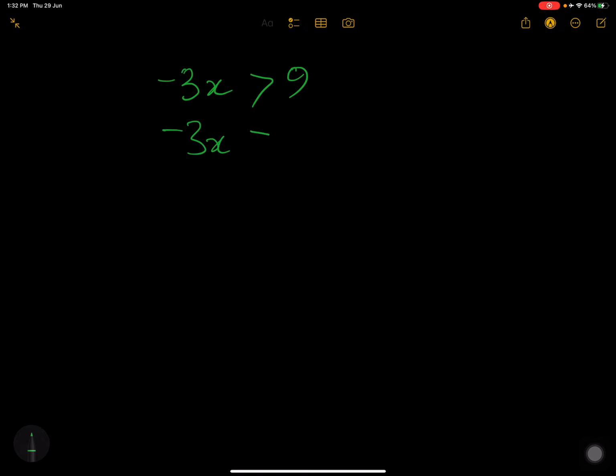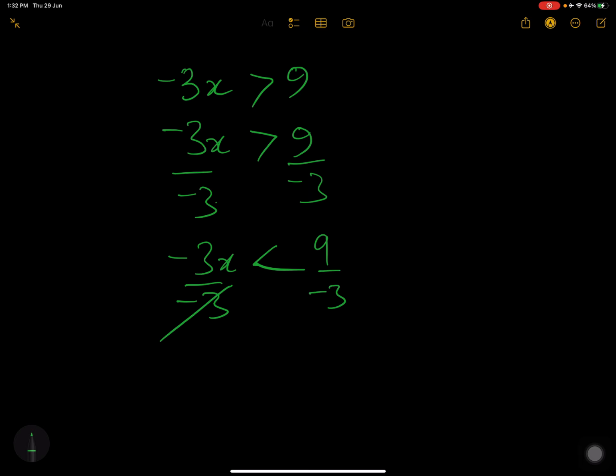So we divide both sides by what? Negative 3. And when we divide both sides by negative 3, remember the sign is going to change. Okay, so that we are going to get what? This cancels out. We're going to get negative 3x divided by negative 3. Because we divided by a negative number, the sign changes to less than. We get 9 divided by negative 3. So that's the only difference.